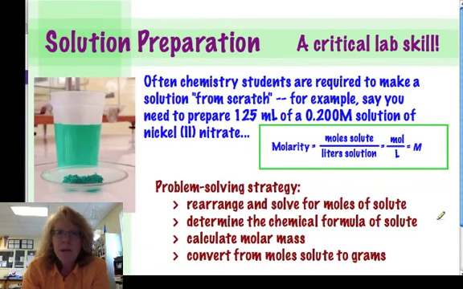How are you going to do that? Well, this is based on the molarity equation again, moles per liter. So what do we need to do? Number 1, make sure that you know what the equation is.